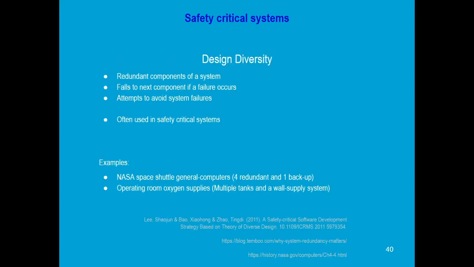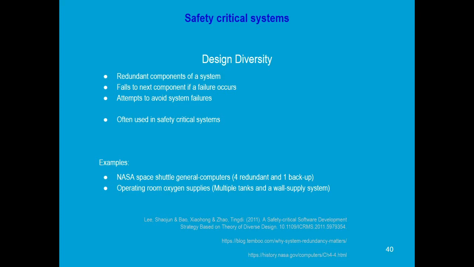Design diversity is essentially the building of redundant components in a system, so that if one component fails, another component can take over. And this is to avoid system failures. And design diversity is often used in safety critical systems.